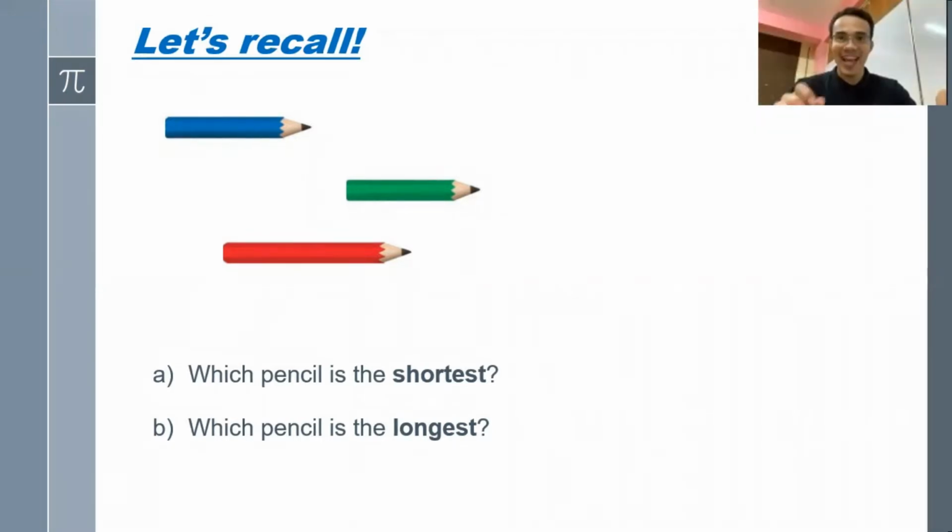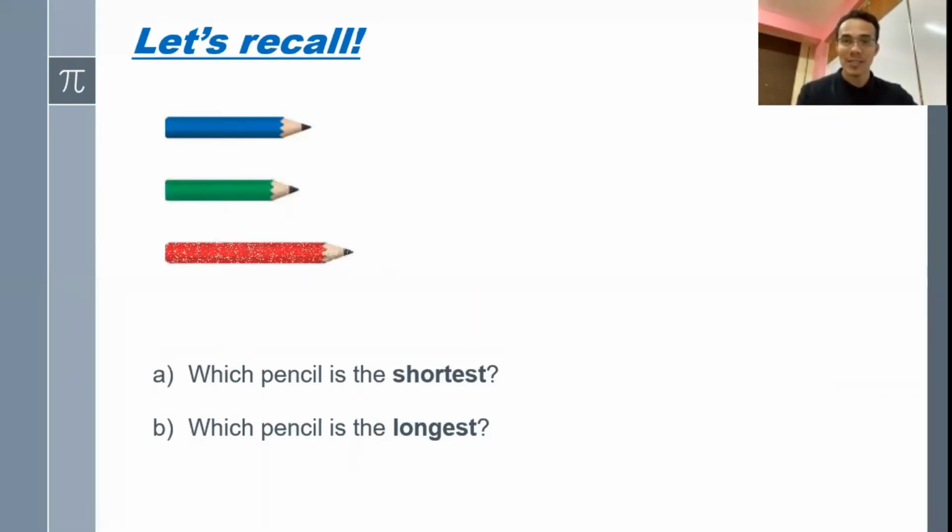All right, I guess you already have answered these questions, and let's see if your answers are correct. Before we answer the questions, we have to see to it that the pencils start at the same start line. And to do that, we have to move the green pencil and the red pencil to the left. Now that the pencils are already on the same start line, we can answer already the questions given.